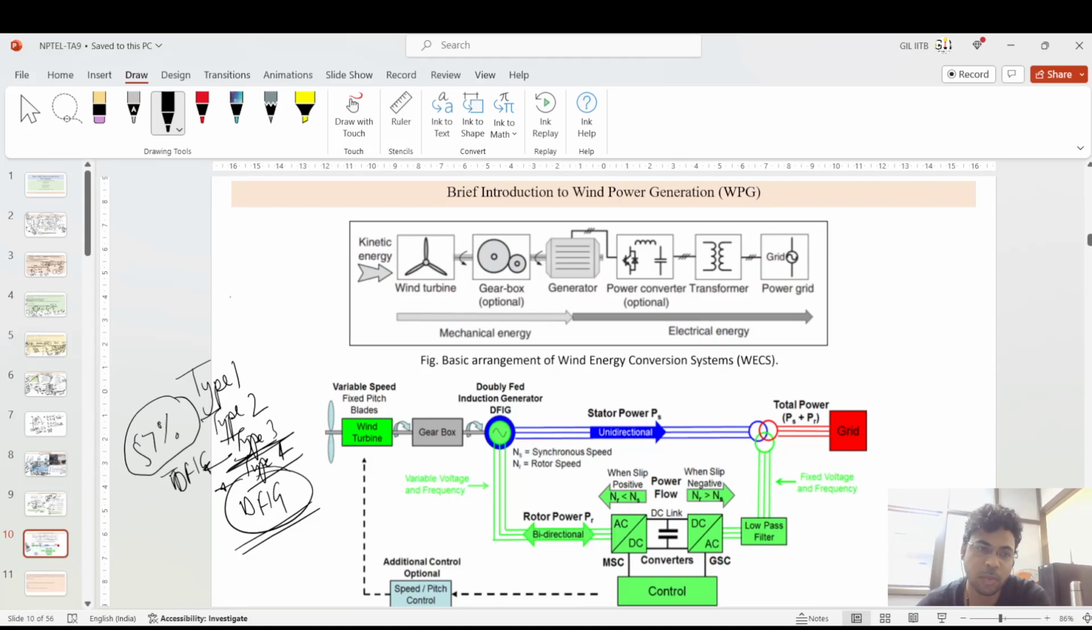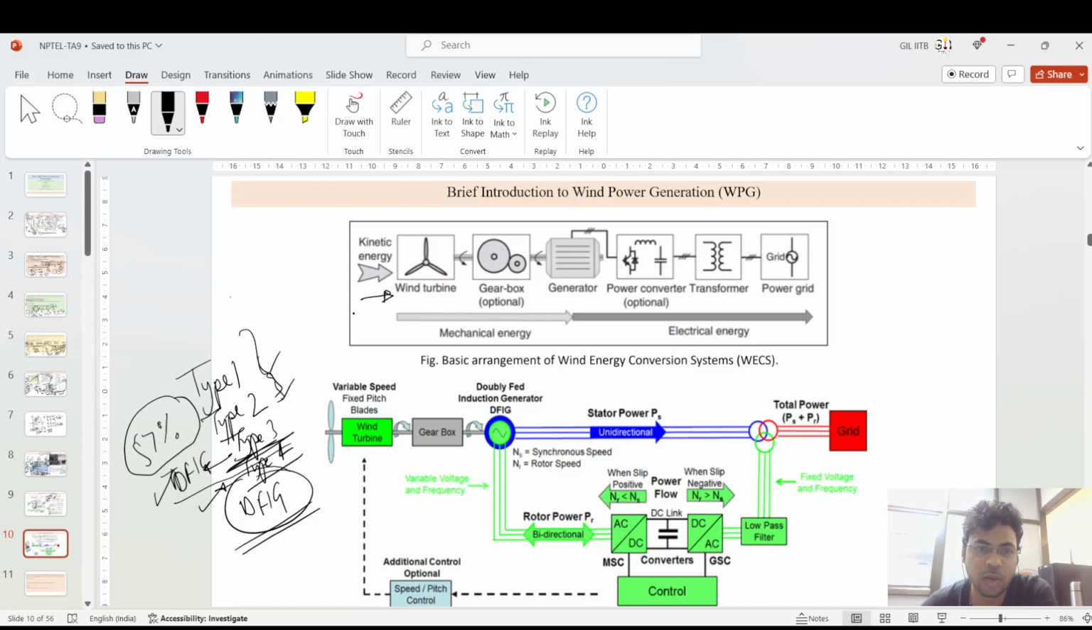Also, the important point is that 57% of the penetration, if these wind power generation plants are being installed, is type 3, and very few are type 4. Type 1 and type 2, the wound rotor induction generators, are not actually utilized in the present scenario. Some places have them, but we generally utilize the DFIG-based system.